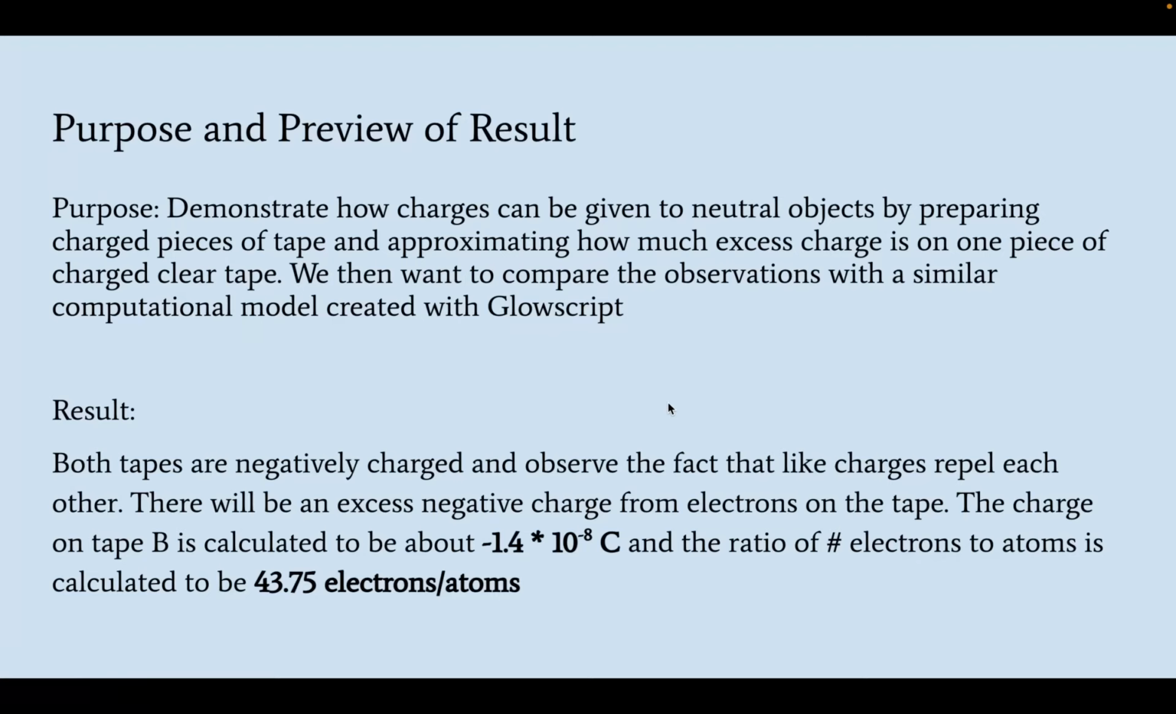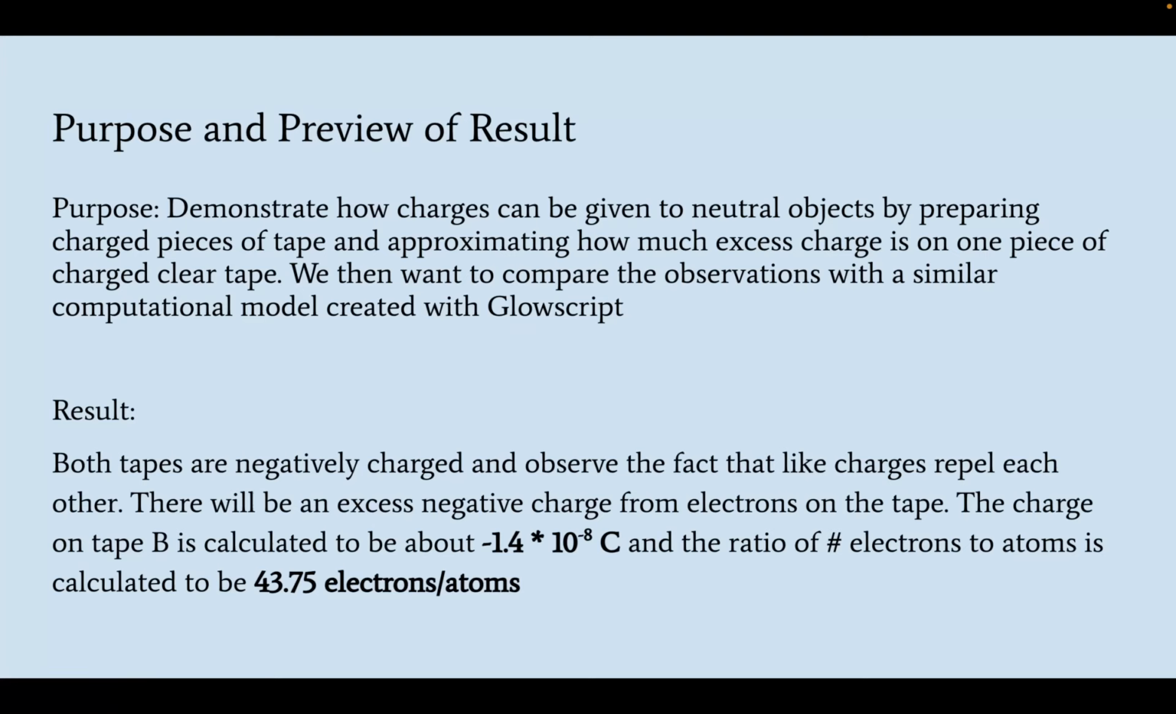In this lab, I will demonstrate how you can give charge to neutral objects by using two pieces of tape and then calculating the excess charge on one of the pieces of tape. And I will also show how I modeled the same experiment in the code I created in GlowScript and then talk about my results. A little preview of my results: I determined that both tapes are negatively charged, so therefore there will be an excess negative charge from electrons on the tape.